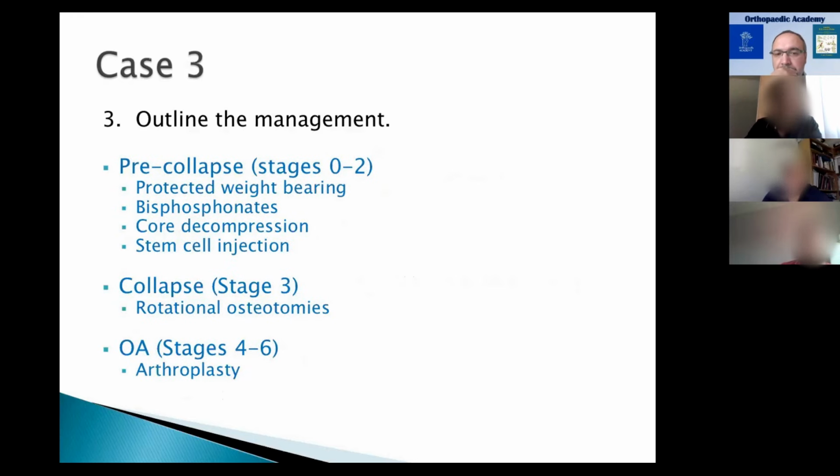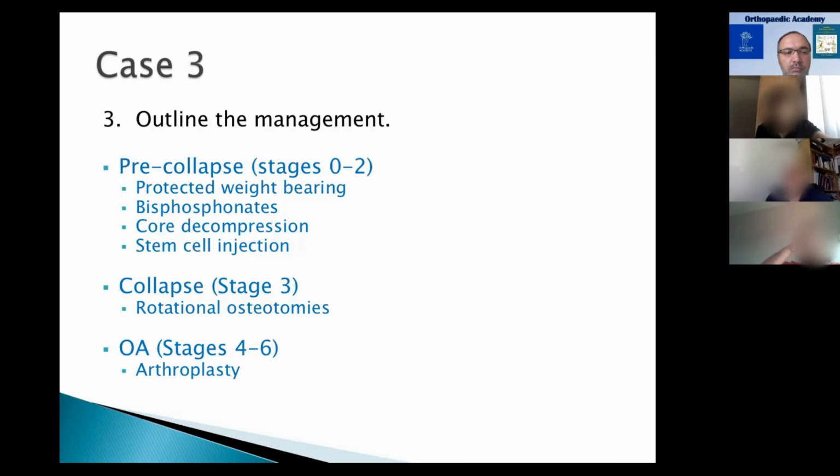Largely the management is guided by that, isn't it? So you've got it split up in your head into pre-collapse, collapse, and then OA. So the first 2 stages you're thinking about is pre-collapse. I can still salvage something here. Protected weight bearing, consider bisphosphonates, core decompression like you mentioned. Some people drill up and put stem cell injection up there as well. Some people use fibula strut grafts as well. There's the tantalum rods as well. You might have seen those. Some people use that as well.